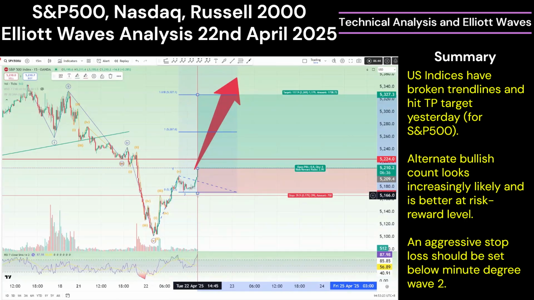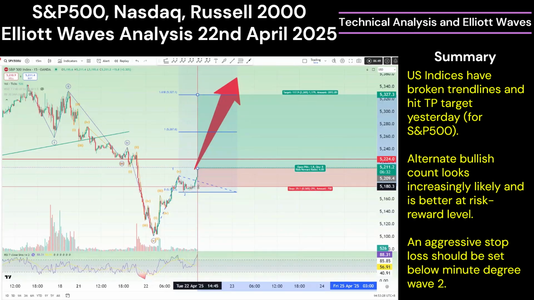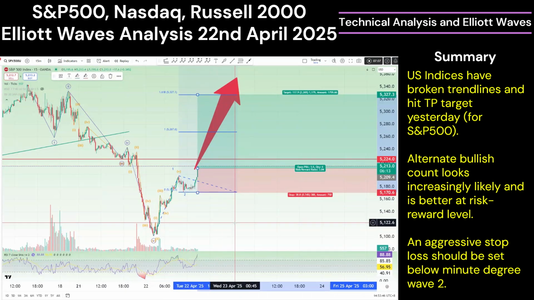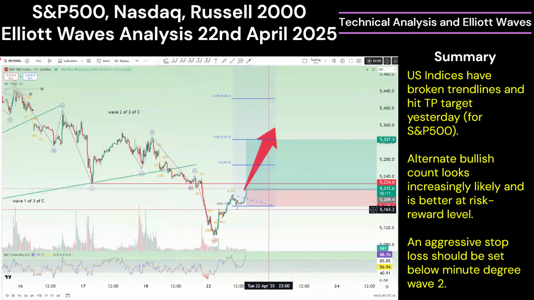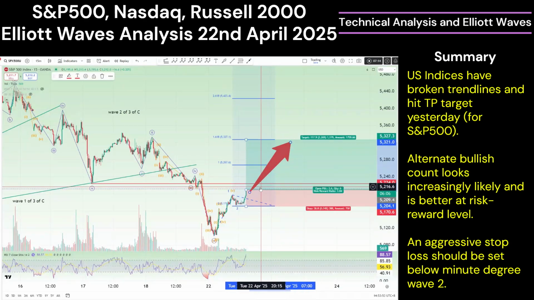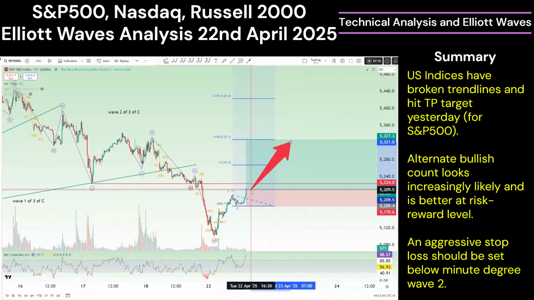And of course, if you think that this is a third wave, then you can be even more aggressive in terms of your risk setting here. You think that it will not go down, so you can even put it above. But this is not a practice that I will recommend. I will still recommend putting the stop below a proper support or resistance, whether you are long or short. So this is the target for S&P, and this is the risk reward.